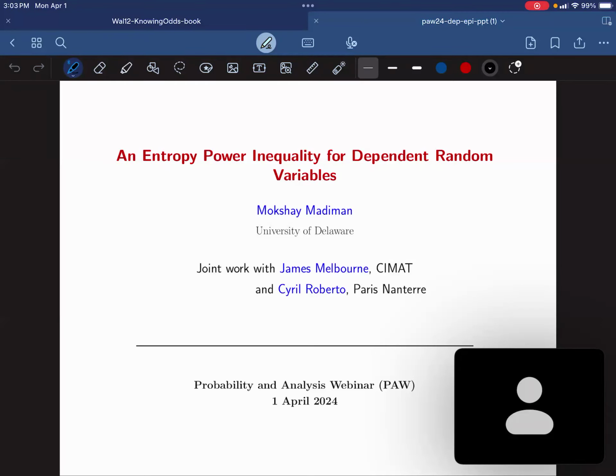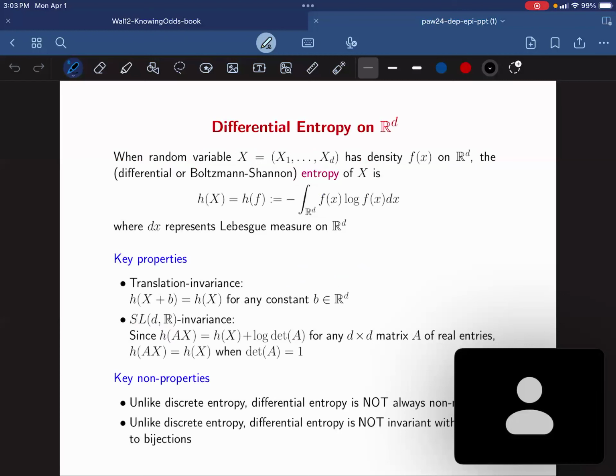Let me get into it right away by introducing the notion of differential entropy. If we consider a random vector X in R^d, which has some joint density little f, then the entropy, which is sometimes called the differential entropy in the information theory community, or the Boltzmann-Shannon entropy in the functional analysis community, is defined in this way. It's minus the integral of f log f with respect to Lebesgue measure, right? So one can think of this.